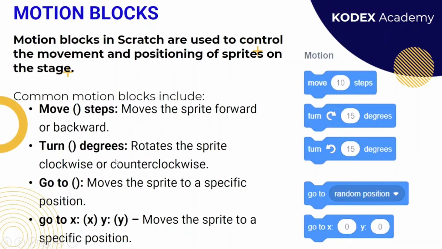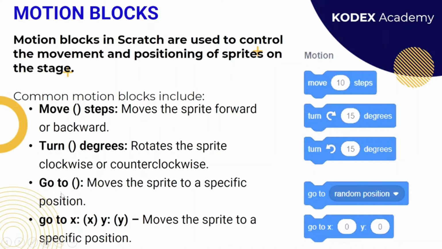With the help of this block you can rotate your sprite clockwise and counterclockwise as well. You can see there are two types of blocks available. One is rotating clockwise and another one is rotating anti-clockwise. Whenever you choose this one, your sprite will rotate clockwise. Whenever you choose this counterclockwise, your sprite will rotate counterclockwise. Here you can write the degree from 0 to 360 degrees. On the basis of that the rotation will be performed.